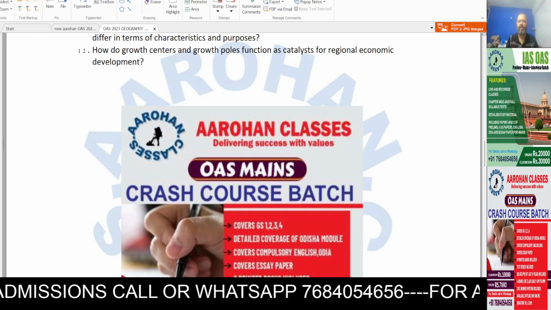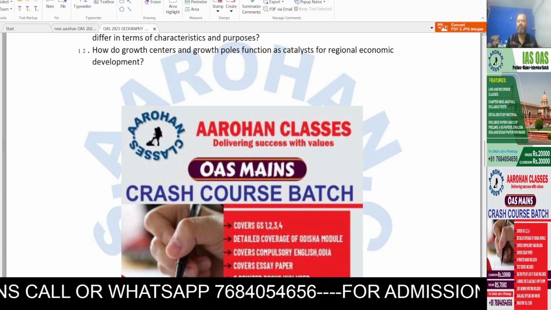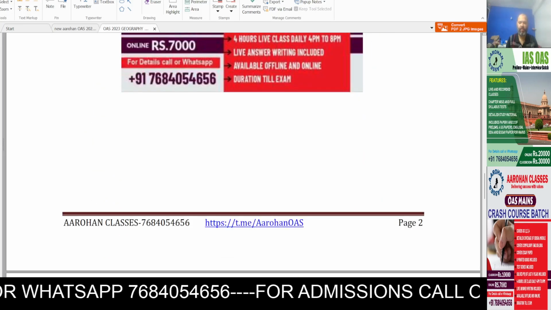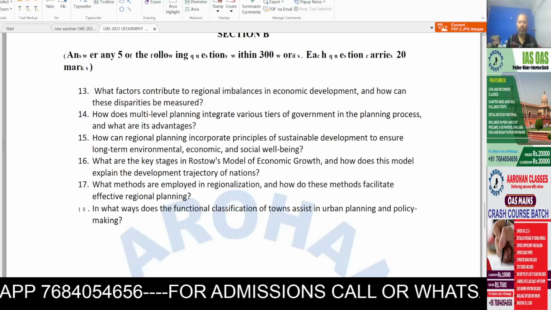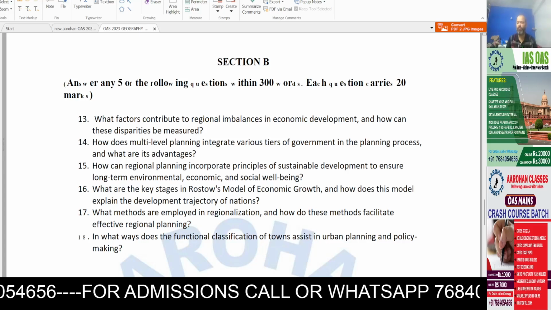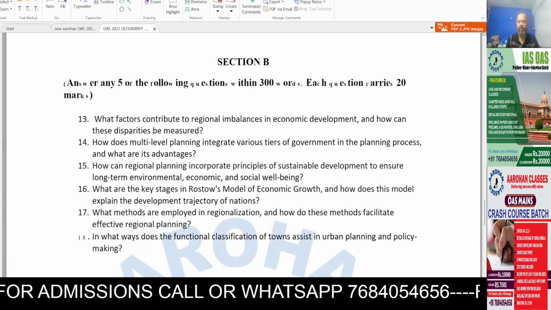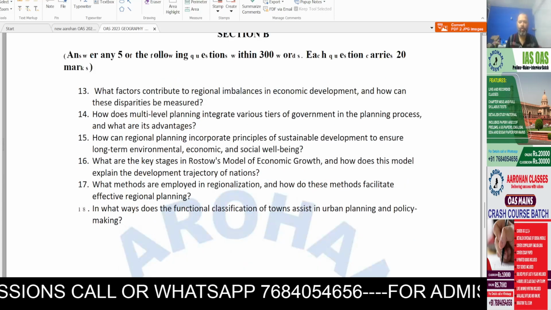How do growth centers and growth poles function as catalysts for regional economic development? Okay. Now come to section B. 6 questions are there, out of which any 5 you have to answer in 300 words, 20 marks each.